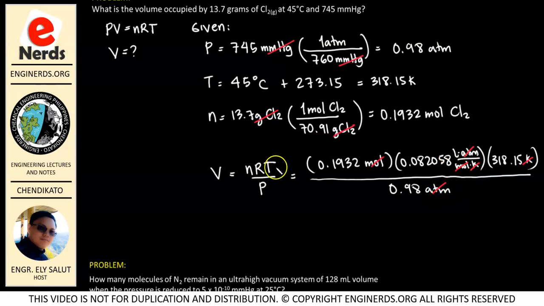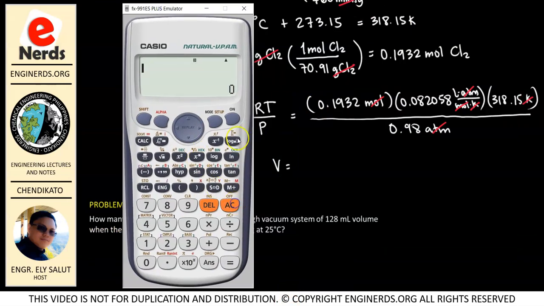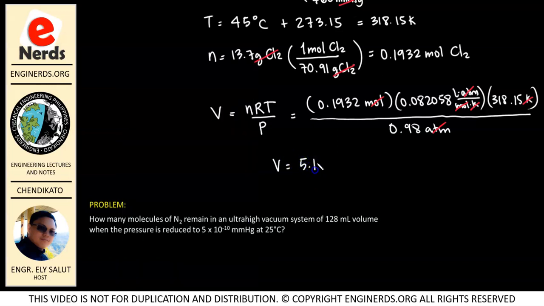So therefore, our volume will be equal to, let us solve for our value here. Okay, so 0.1932 times 0.082058 times 318.15 divided by 0.98. So our volume is equal to 5.15 liters. Okay? So this is our final answer for this problem.